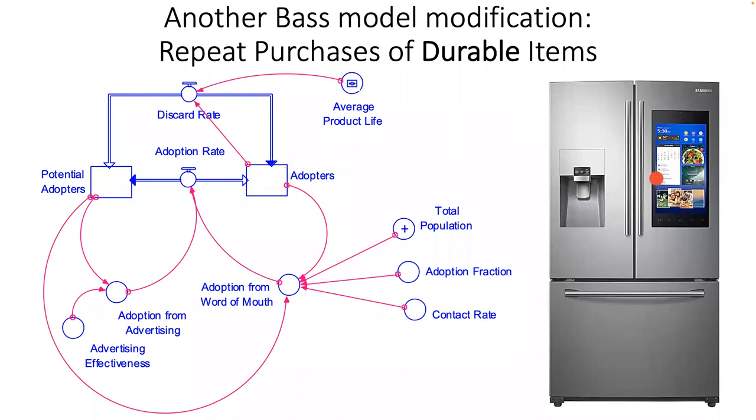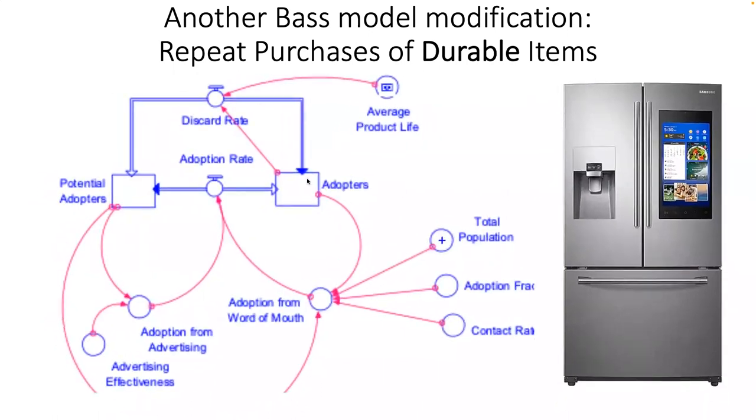There's a possibility that when they discard their broken refrigerator, they'll buy a new one from us. They might buy a new one from someone else too. So there's a bunch of other questions you could ask here, but this discard rate becomes a focal issue in how many adopters are out there, because the adoption happens so infrequently.